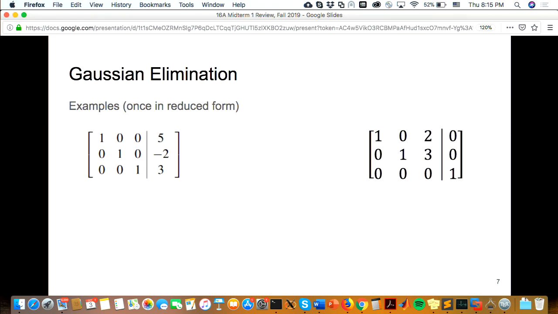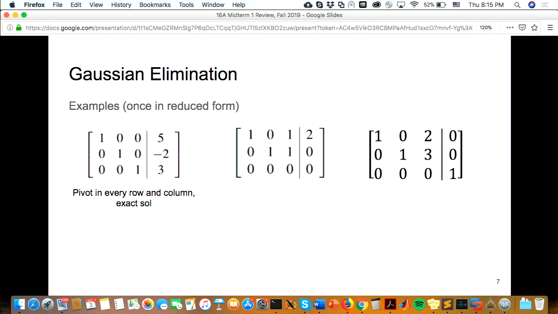Okay, so in this first one, we have a pivot in all the rows. This means that we have an exact solution. We have a unique solution. In this second one we have here, we have a row of zeros equals 0, and so that means we have infinite solutions. But in the final matrix, we see that we have a row of zeros, but it's set to equal 1. And so that means we have no solutions, because 0 never equals 1.